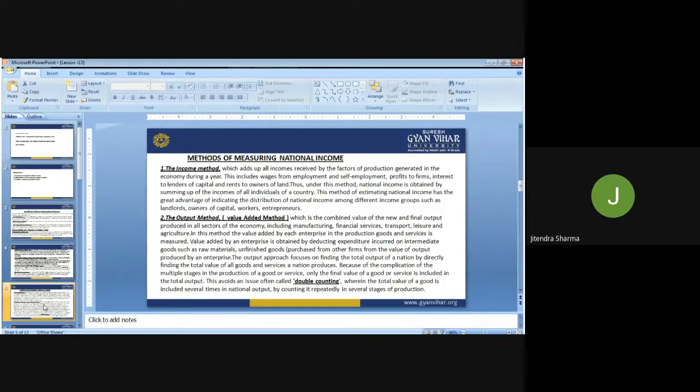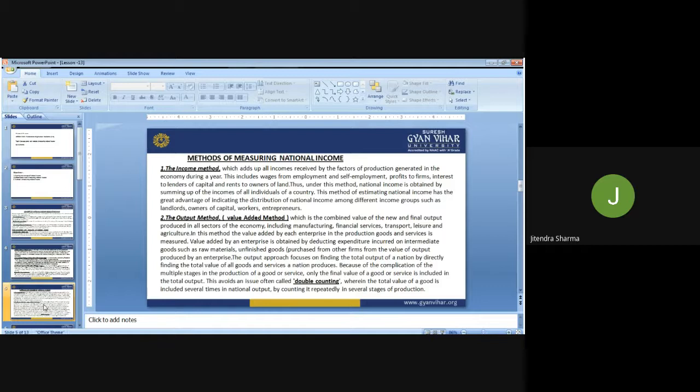Now we will look at the methods of measuring national income. The first one is the income method. On the basis of that, we can assess the earnings of individuals, firms or the country, which adds all incomes received by the factors of production generated in the economy during the year. This includes wages from employment and self-employment, profits to firms, interest to lenders of capital, and rent to the owners of land. Thus, under this method, national income is obtained by summing up all the incomes of all individuals of the country.